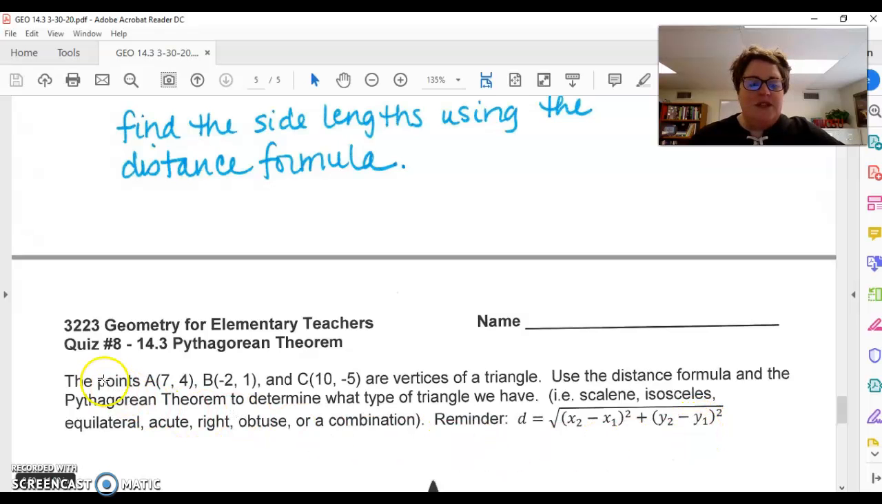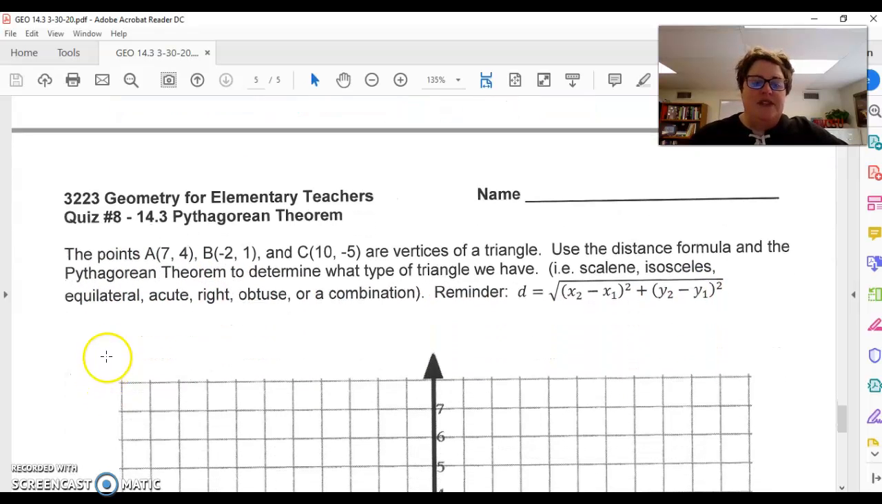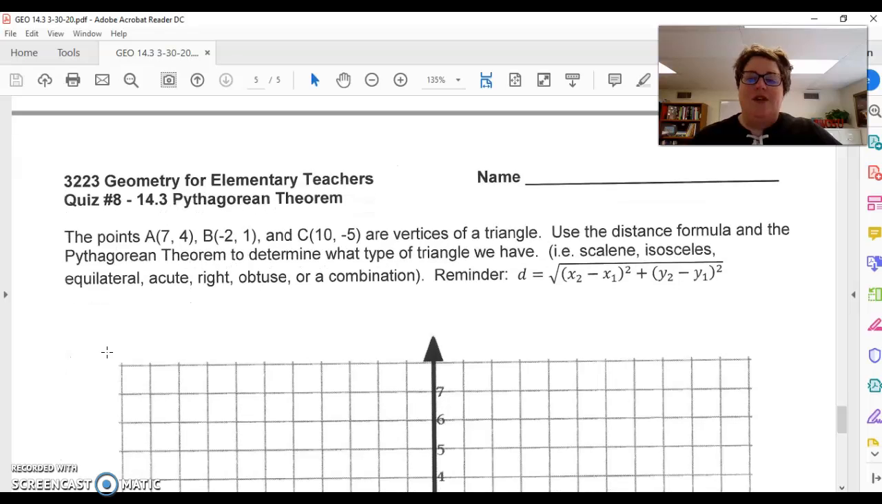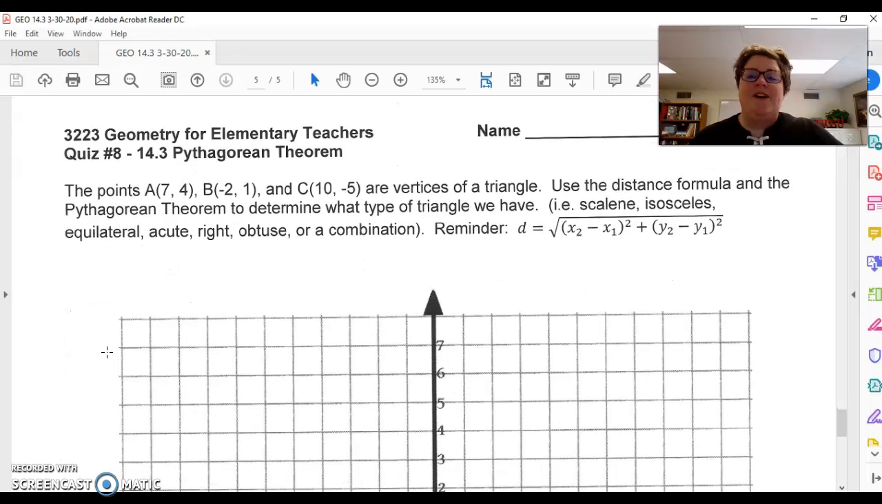So what you're going to do is you're going to plot these 3 points, A, B, and C, and they're the vertices of your triangle, so you want to connect the dots. Create that triangle, and then you want to use the distance formula to find the lengths of your sides. So take the 2 points of each side, and so you'll do the distance formula 3 times. And you cannot assume that it's a right triangle, so you cannot find 2 and then use the Pythagorean theorem, because you can't assume it is.